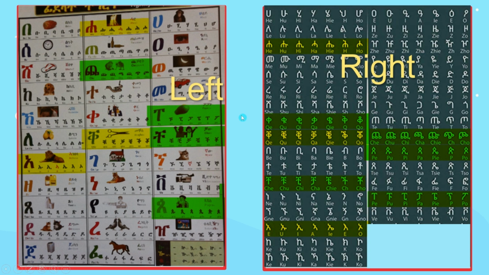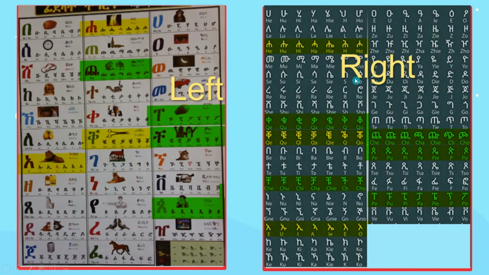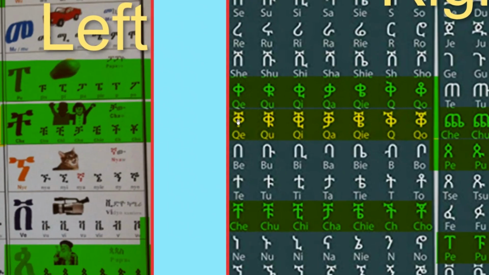The third difference or variation that we saw was in the English representation. For example, on the left chart, this letter is represented with the English letters QHE. This is on the left chart. But on the right chart, the same letter is represented as QE.